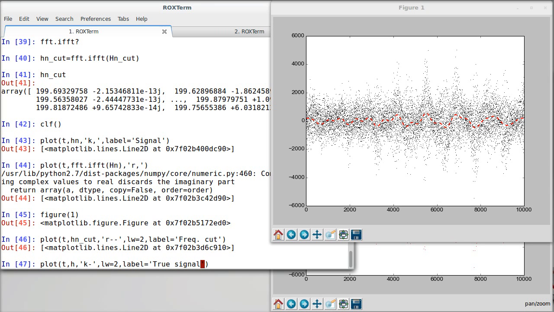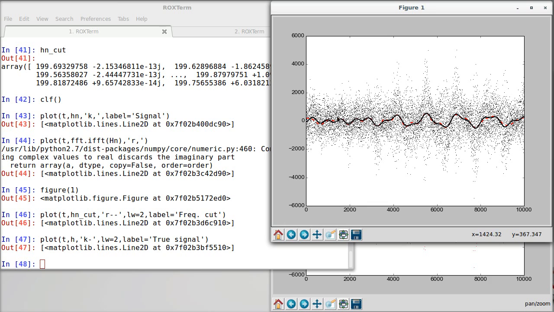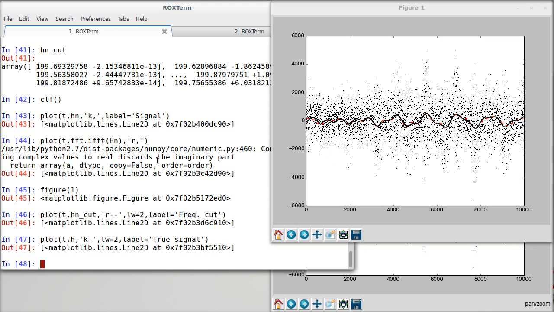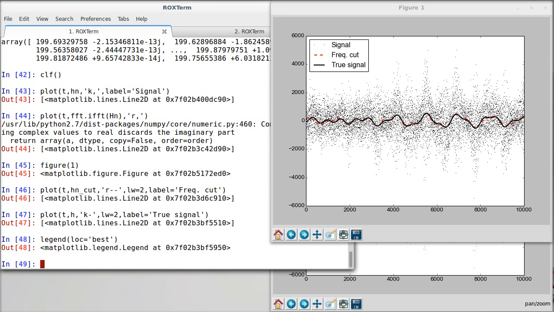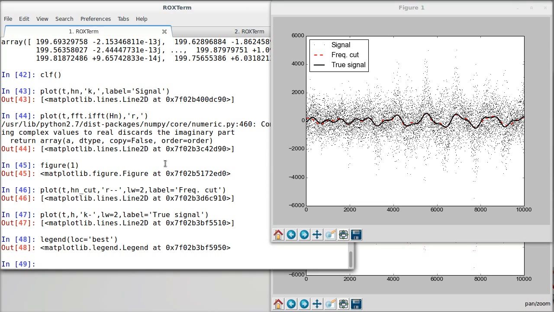So let's draw the true signal in here. Notice that it falls pretty much right on top. There are some slight differences, and it's not surprising, because again, we've sampled this at finite time steps, so we aren't really getting the full information, but we've done a very good job of getting that information. So our just frequency cut signal does a very good job of mimicking the true signal.